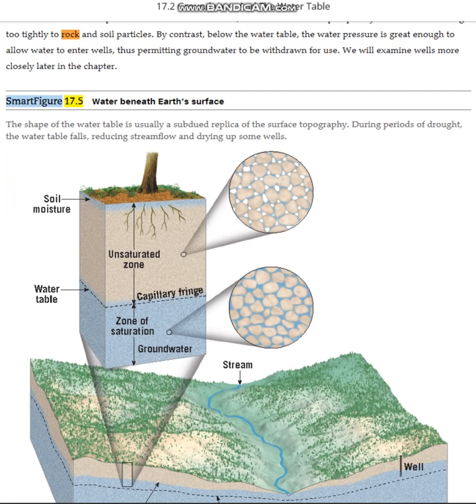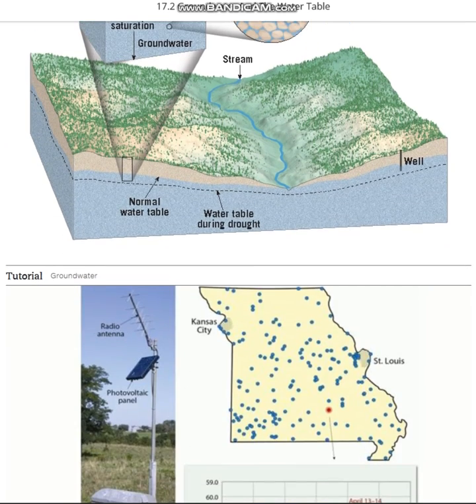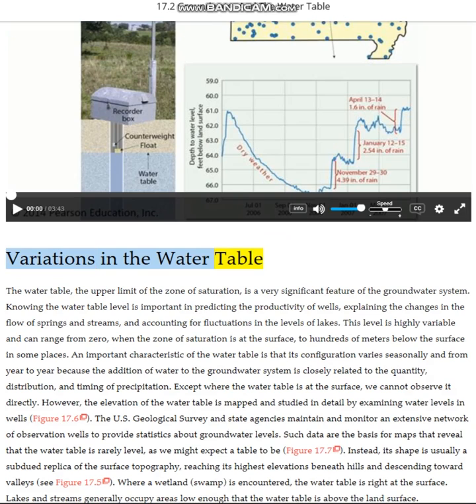Smart figure 17.5 Water beneath Earth's surface. The shape of the water table is usually a subdued replica of the surface topography. During periods of drought, the water table falls, reducing stream flow and drying up some wells. Tutorial. Groundwater. Variations in the water table.